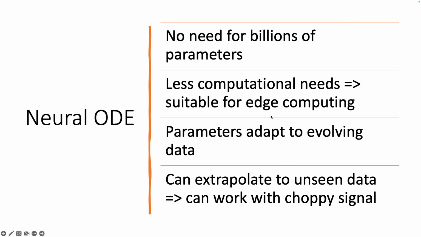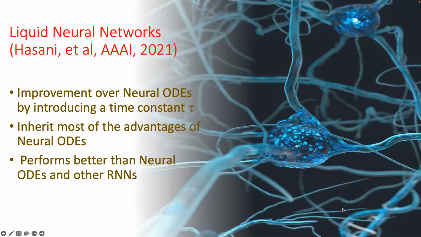That means it is suitable for edge computing, like on your phone, you can do deep learning on your phone using the neural ODE framework. The parameters adapt to evolving data. That is one of the primary advantages of neural ODEs, because it's continuous. So we are better able to adapt to continuously changing data. And then we can extrapolate to unseen data. That means it can work with choppy signals. So that means there are a lot of applications.